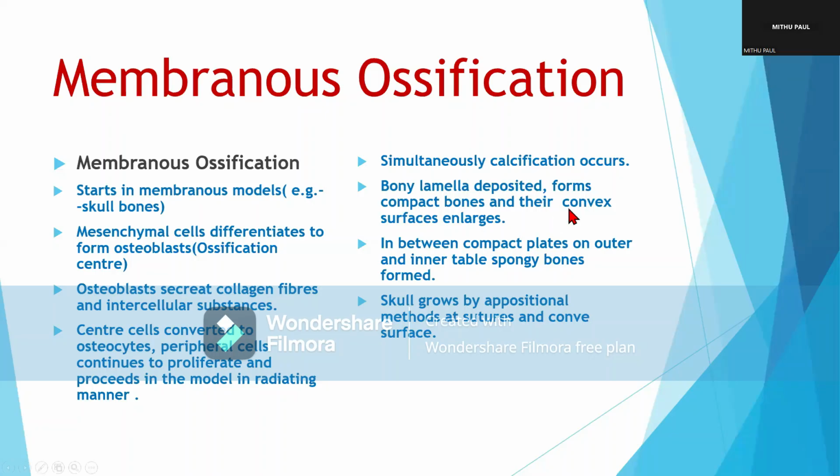See, this way the bony lamellae deposited form compact bone on the surface, that is the convex surfaces of the skull bones: one compact layer of bone outside, one compact layer of bone inside, and in between them spongy bone having the diploe and the bone marrow. And in a skull, until the period it grows, it grows via the appositional method, one at the outer convex surface and one at the suture line.